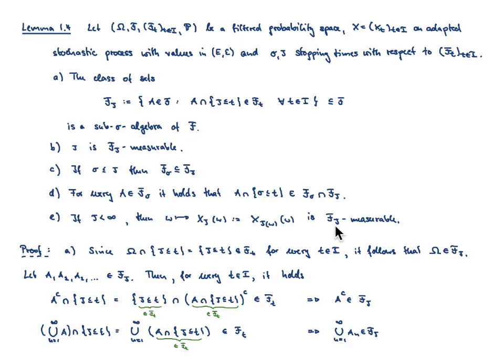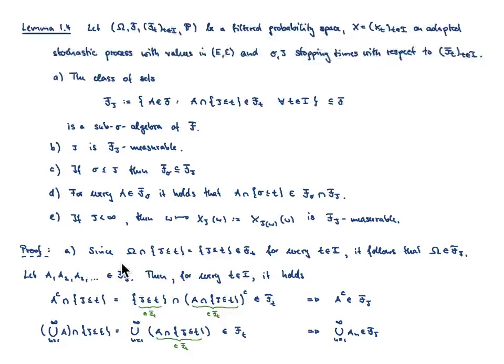Okay, let us have a look at the proof. So let us first check that this class of sets F_tau is a sigma algebra. For that, we have to check three things. First of all, F_tau should contain Omega. Second, if F_tau contains a set A, then also the complement of that set should be contained in the sigma algebra F_tau. And if you give us a countable collection A1, A2, A3, and so on from F_tau, then also the union of this collection should be contained in this class of sets F_tau. So these three things we have to check.